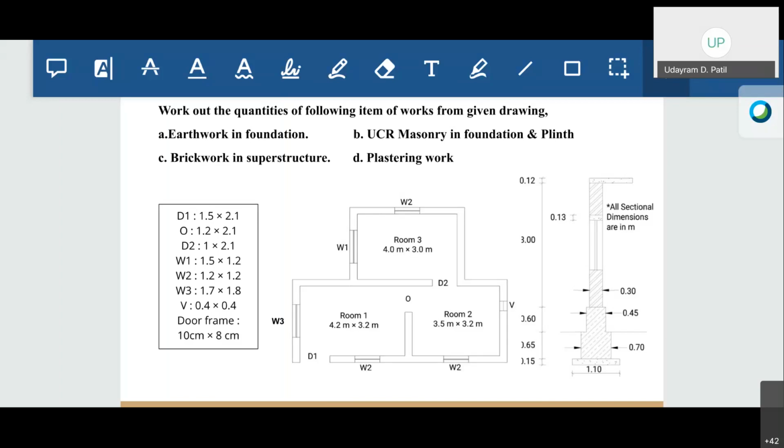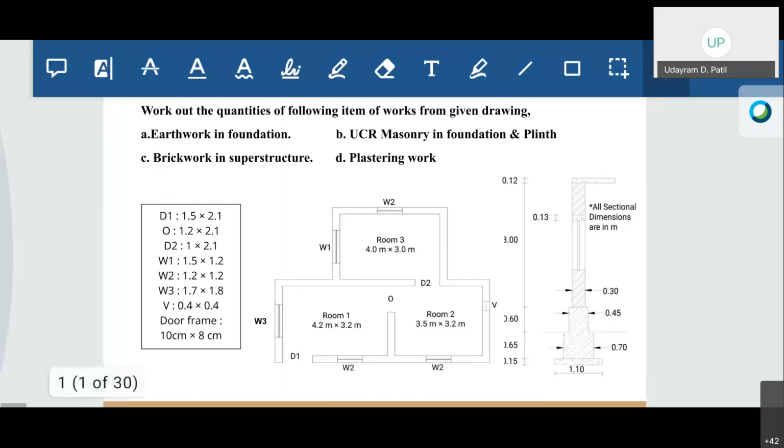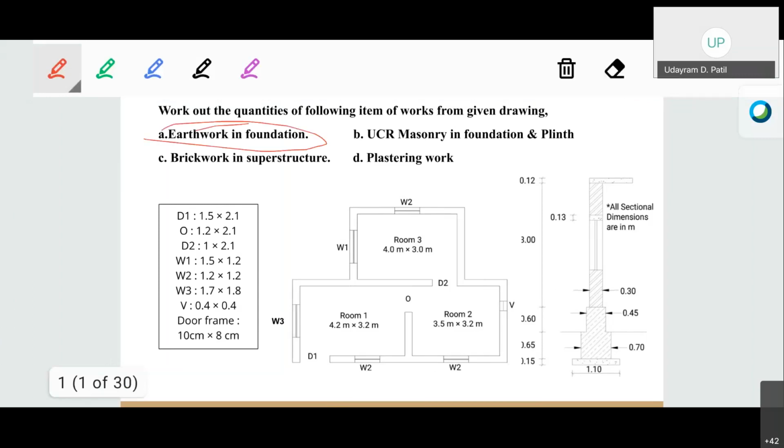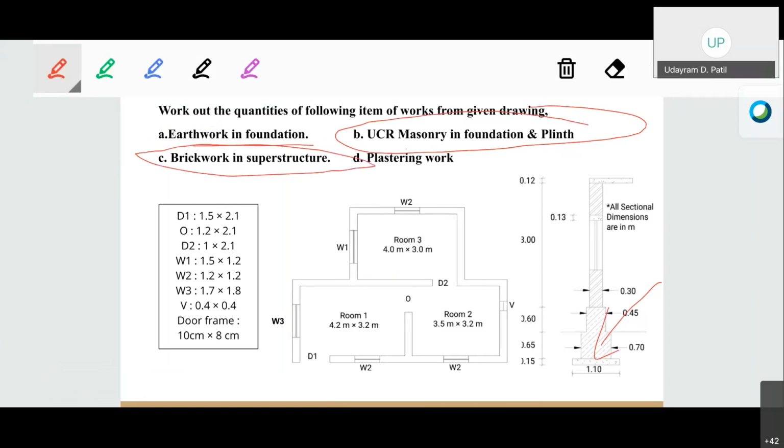In the previous lecture, we calculated earthwork in foundation for this particular example. Now the UCR masonry calculation is the same, and we have already learned that, so we are going to skip that. Next will be the brickwork in superstructure.